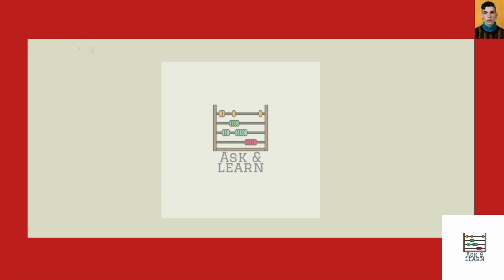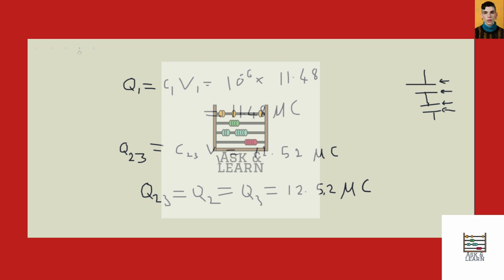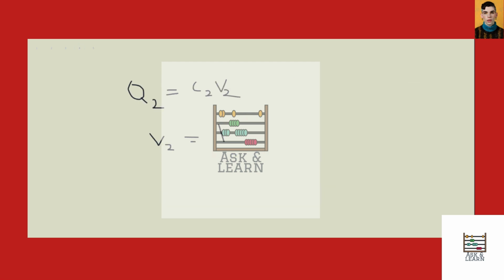Now let's find the V2 and V3. So we know now Q2 and Q3, right? So Q2 is equal to C2 times V2. We can find V2 from this. So V2 is equal to Q2, which is 12.52 microcoulomb divided by C2, which is 2 microfarad. So micro cancels and you get answer in terms of volt. So the answer here is 6.26. Sorry about that. So that's your value of V2.